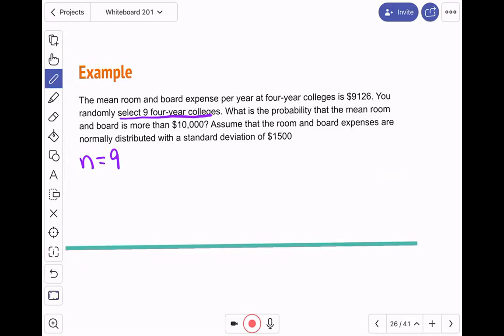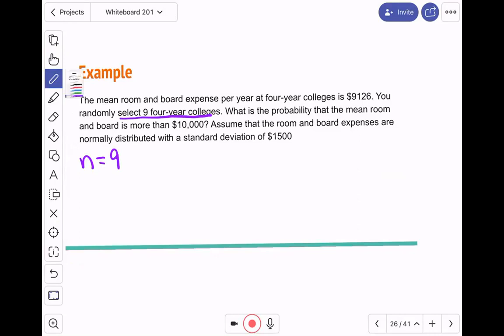What's wrong with the number 9? It's too small. Too small because it's not bigger than what number? 30. It's not bigger than our 30 that we need to be, right? So because it's not bigger than 30, we can't use CLT just yet. We need more information. And that information is going to come in the form of them stating that the distribution is already normal.